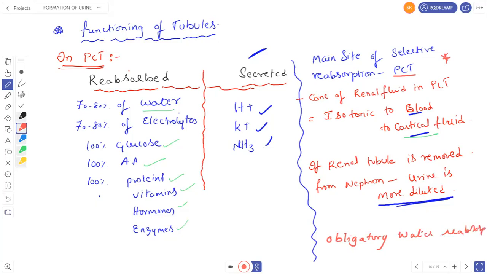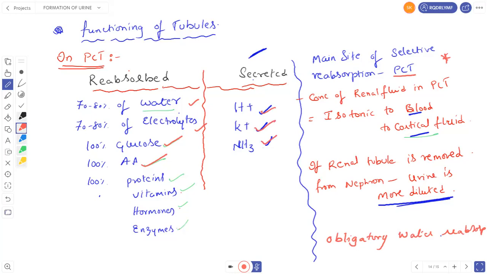Okay. So what are the substances reabsorbed? 70 to 80% of water is reabsorbed. 70 to 80% of electrolytes are reabsorbed. 100% glucose is reabsorbed. 100% amino acids are reabsorbed. 100% proteins, vitamins, hormones, and enzymes are reabsorbed. Then what are the substances that are secreted into the PCT? H plus ion, K plus ion, and ammonia.